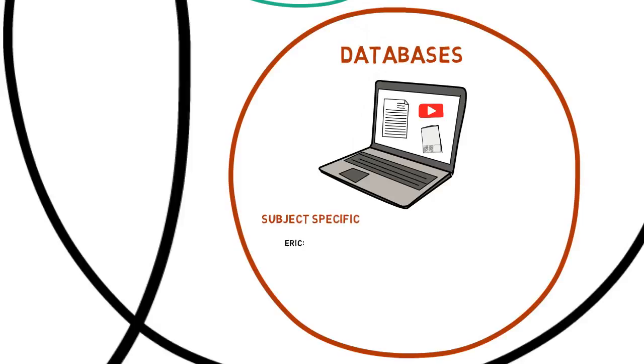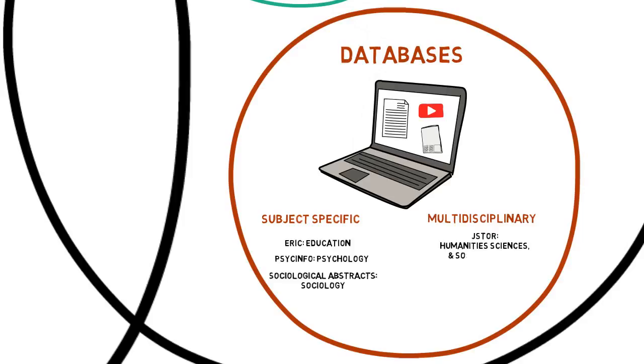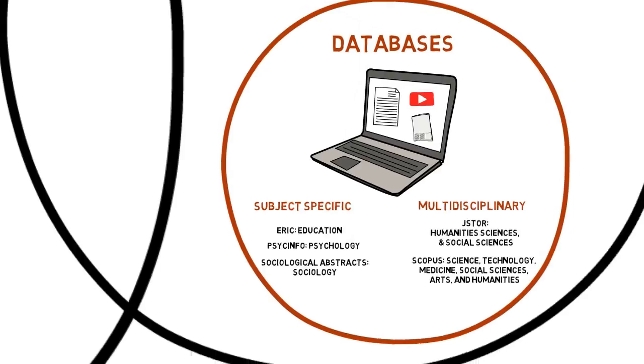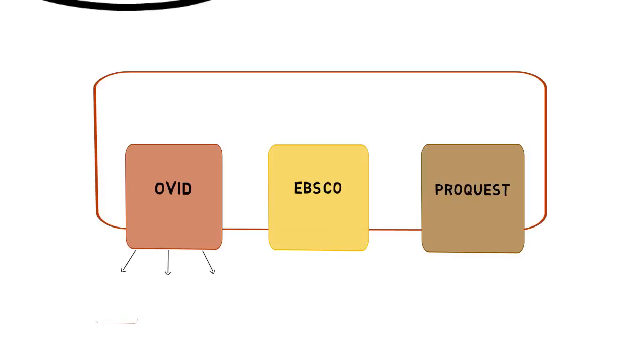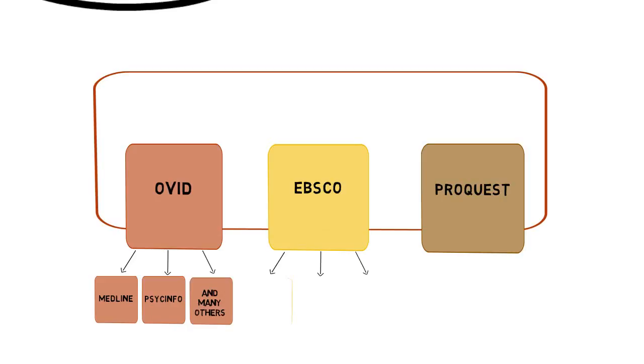Some are subject-specific, like ERIC, PsycInfo, or Sociological Abstracts, while others are multidisciplinary, such as JSTOR or Scopus. Often universities will subscribe to groups of databases from a particular vendor such as Ovid, EBSCO, or ProQuest. Institutions can choose to subscribe to one or more databases from different vendors. These are often bundled much in the same way you would buy a cable package.